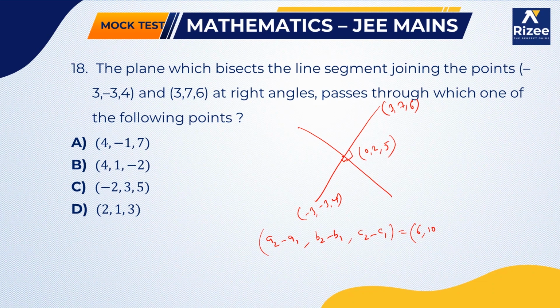So therefore the equation: the plane bisects, which means it passes through the one of the following points. The formula is a into x minus x1 plus b into y minus y1 plus c into z minus z1 equals 0. Here a comma b comma c are these, and x1 comma y1 are these points. So substitute: 6 into x minus 0 plus 10 into y minus 2 plus 2 into z minus 5 equals 0.